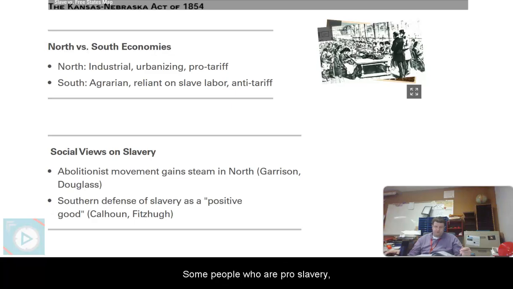Some people who are pro-slavery, it's because of economics. If you were a large plantation owner and had several dozen or 100 plus slaves, you were pro-slavery because that's what extracted your wealth. They saw slaves as property, and they defended the institution of slavery because they benefited directly from it. Plain and simple.